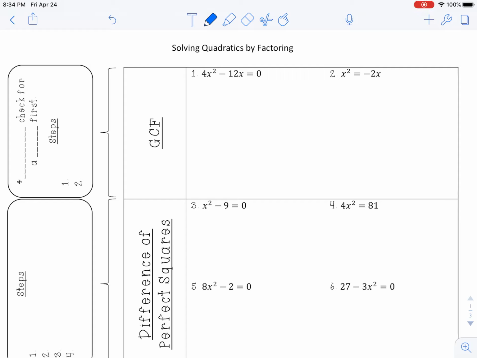Solving quadratics by factoring. The first thing we always want to do is check for a GCF, a greatest common factor. So in doing that, the steps are to identify the GCF, and then factor it out.